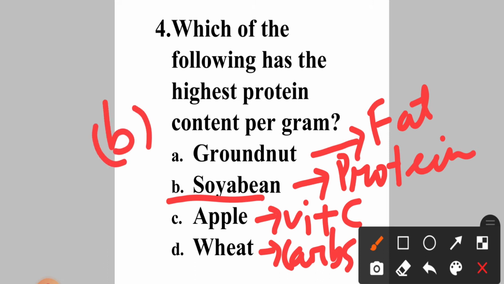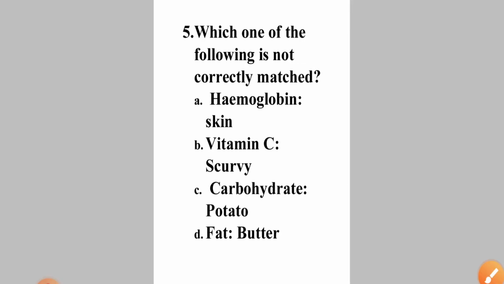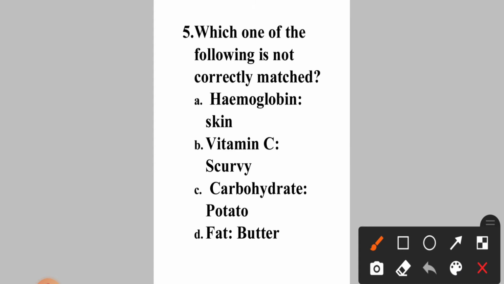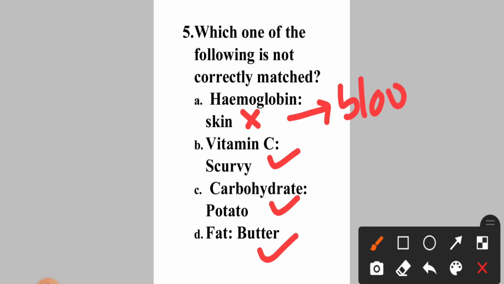Now come to question number 5. Which one of the following is not correctly matched? A, hemoglobin skin, B, vitamin C scurvy, C, carbohydrate potato, D, fat butter. Okay, so deficiency of vitamin C causes scurvy, whereas butter and potato are good sources of fat and carbohydrates, and hemoglobin is related with blood, not with skin. So the answer will be option A, that is hemoglobin skin.